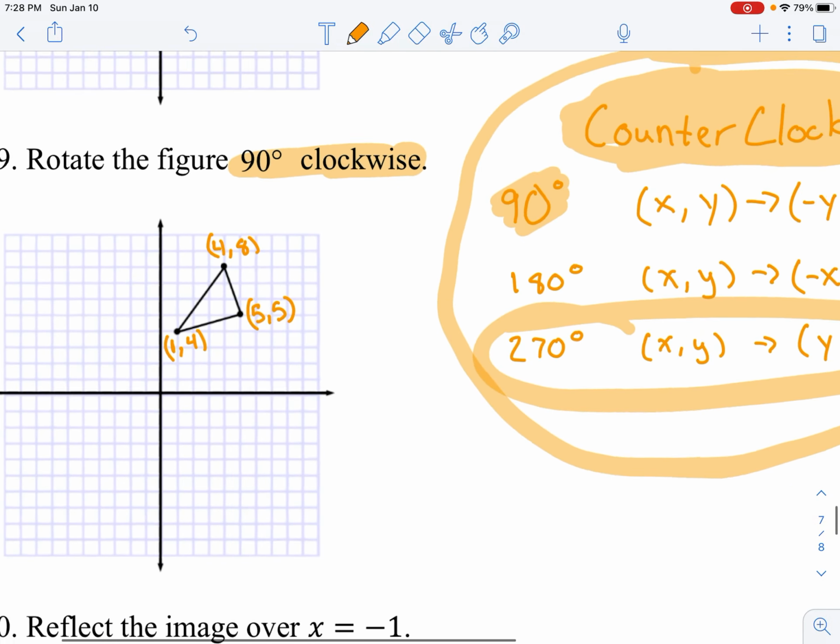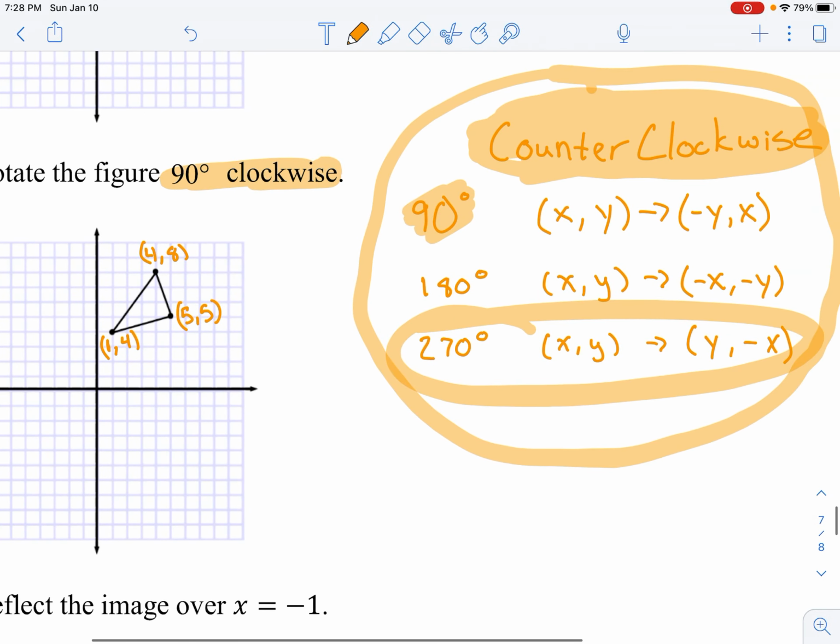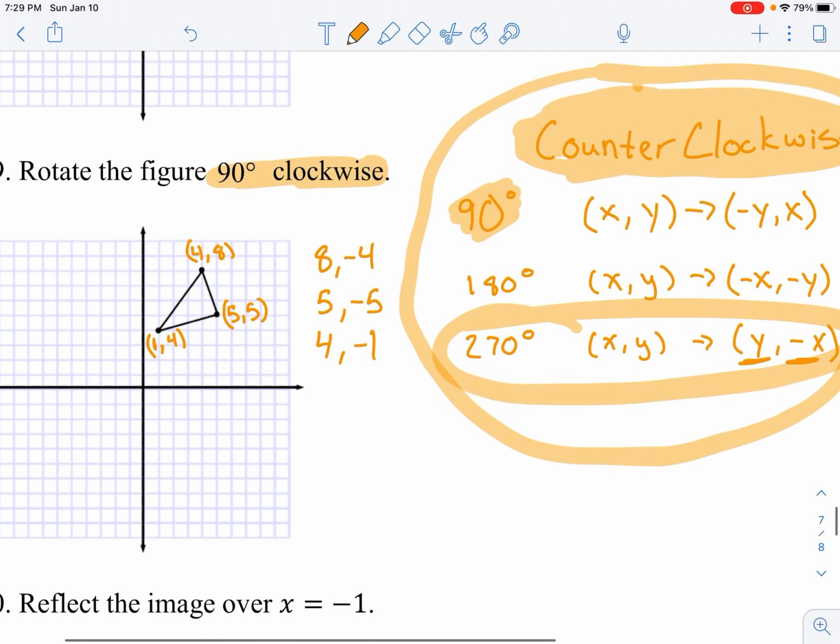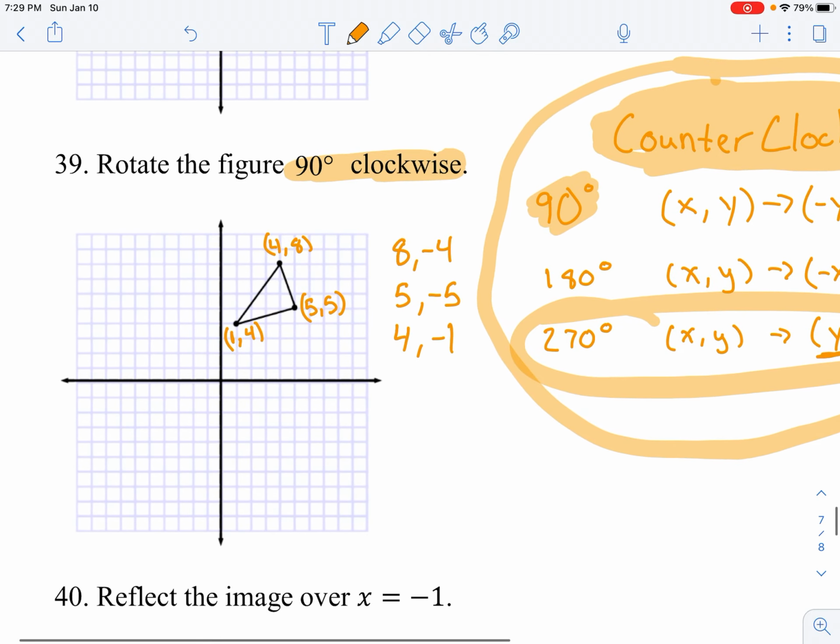I've already got my points listed, as you can see. This rule says you're going to make your y value go first, and the x is going to become the opposite. So for these, maybe I'll just write them down first. At the top, it's going to be 8, -4, 5, -5, and 4, -1. Those are where all the new ones are going to go.